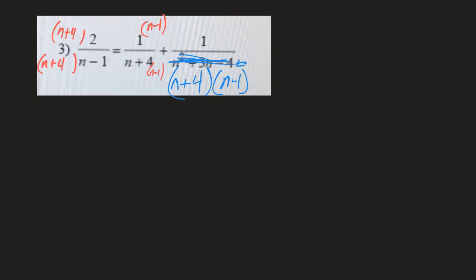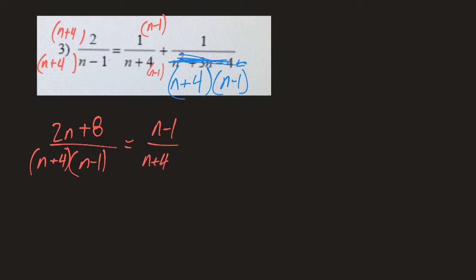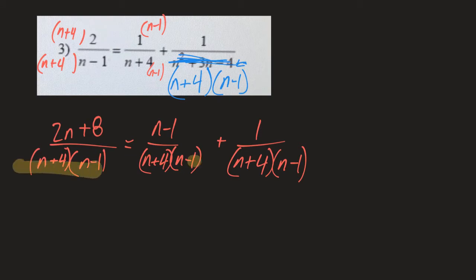Okay, so I'm going to go ahead and distribute these out and see kind of where we end up. So I've got 2n plus 8, and I'm leaving the bottom alone just because we want to make sure that it's the same. n minus 1. Over here we multiplied by n minus 1. That was kind of the piece we were missing. n minus 1 over n plus 4, n minus 1. And the last one was already the same, 1 over n plus 4, n minus 1. Great. You'll see now, look, all of our denominators match, and we're ready to go to the next step.